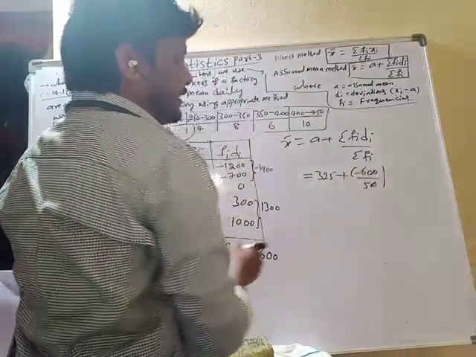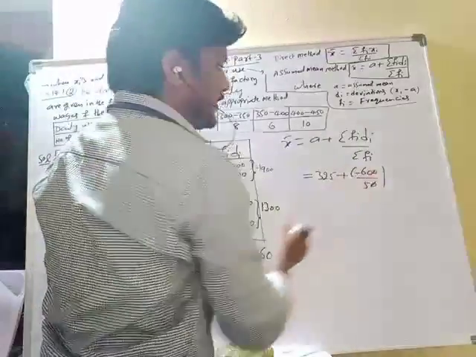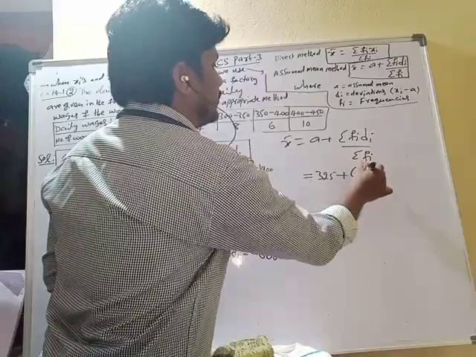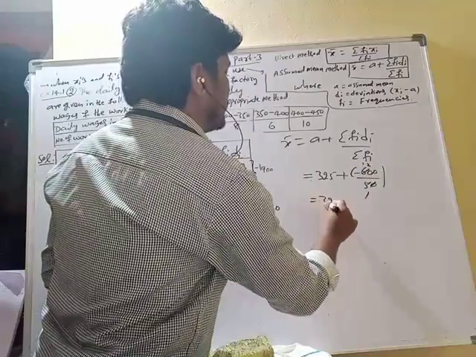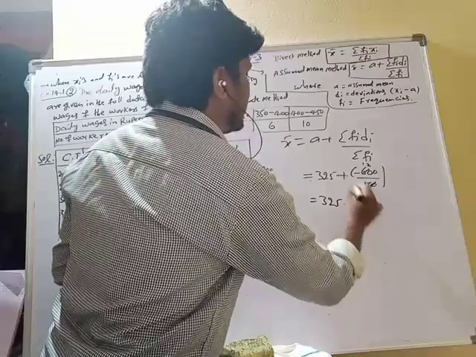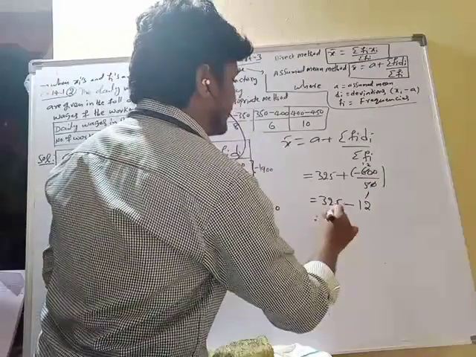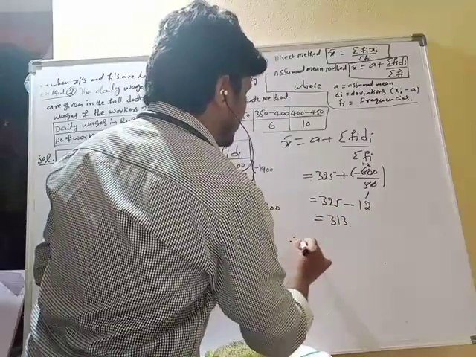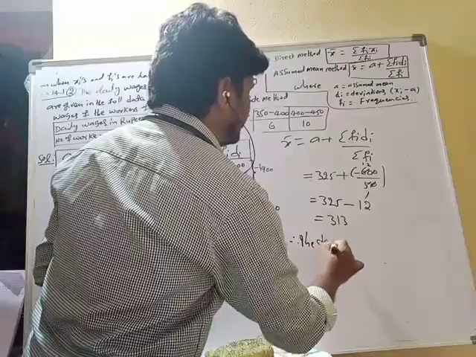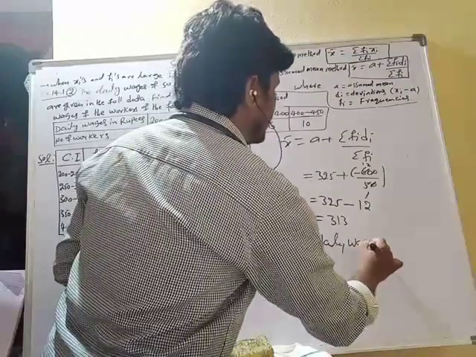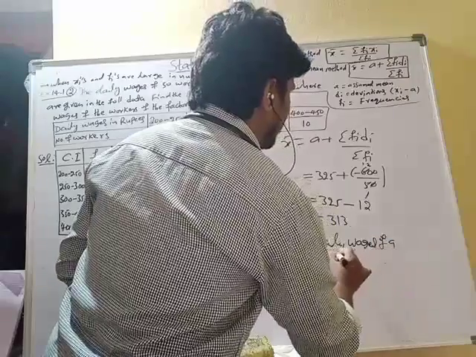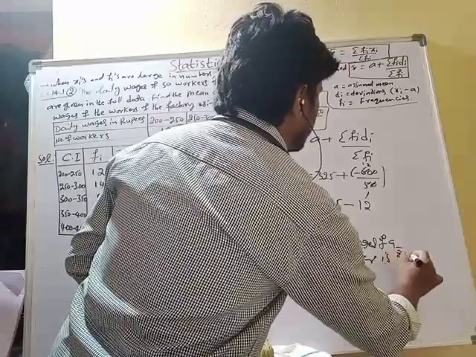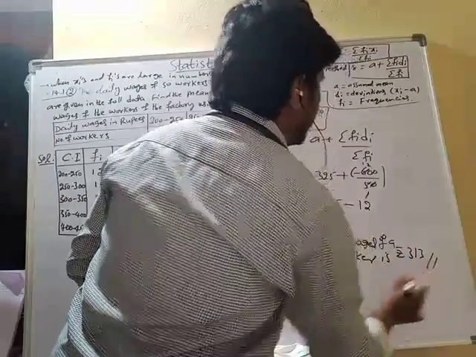10 and 10 get cancelled. Again cancel with 5: 5 ones are 5 and 5 twos are 10. That gives 325 minus 12, since plus into minus is minus. Therefore subtract 12 from 325, and we get 313. Therefore the daily wage of a worker is rupees 313.